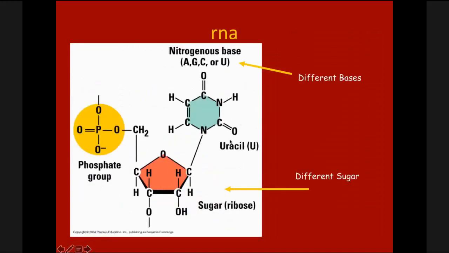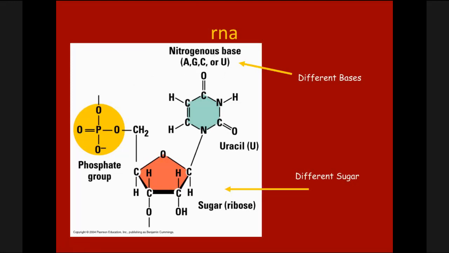If we took a look at an RNA nucleotide, we would see that it's got the phosphate group, it's got a sugar, but it's a different sugar. It's a ribose sugar. So the nucleotide is slightly different. And then it's going to have a nitrogenous base as well. 3 of the nitrogenous bases are the same as what you see in DNA. You've got adenine, you've got guanine, you've got cytosine. But thymine, you substitute for uracil.